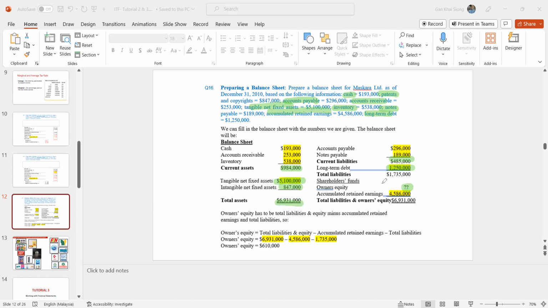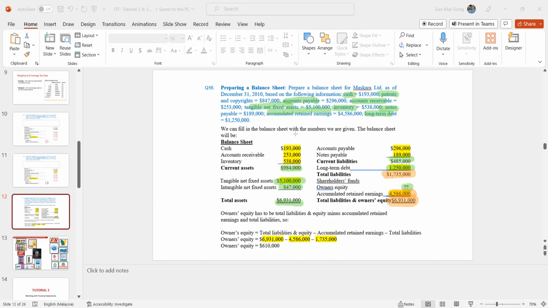So same thing over here, we need to calculate something we call the middle value. We know the final value is the same as the asset, which is this amount. So I have to use this amount minus the accumulated retained earnings and minus the total liabilities in order for me to calculate this missing value.